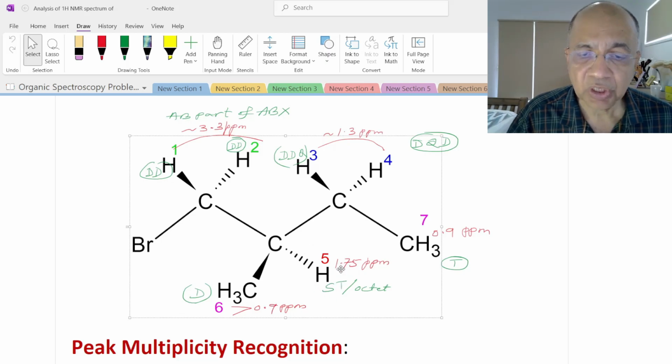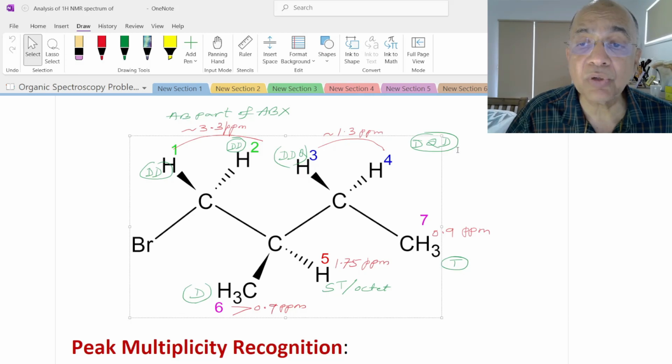This methine proton will be an apparent octet because there will be 7 neighboring protons, 2 plus 3 plus 2, 7 plus 1, octet. But if the J values of these 2 protons is less than the other 5 protons, 2 plus 3, then it will be a sextet of triplets. So I have predicted this 1.75 ppm peak for the methine proton could be either a sextet of triplets or an octet. And these two are very interesting.